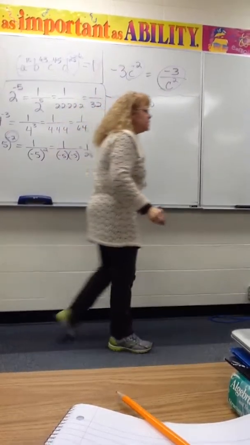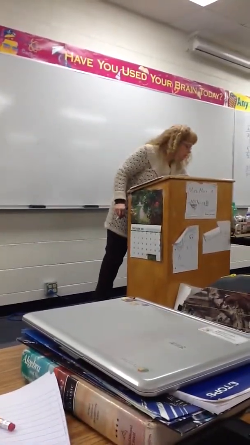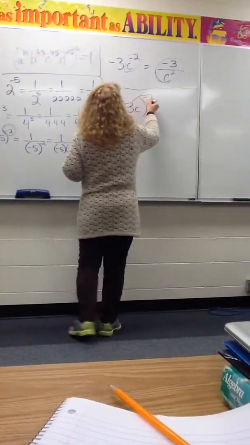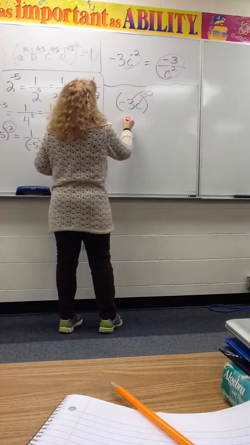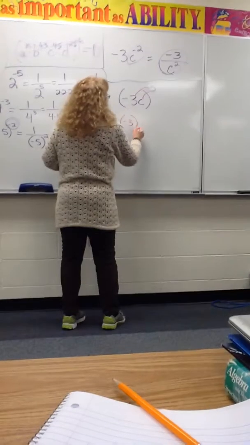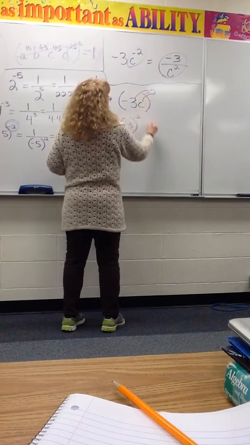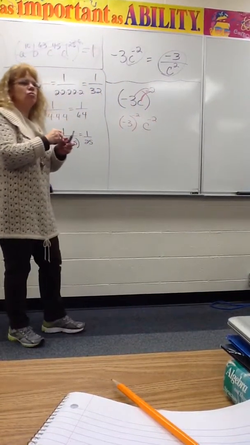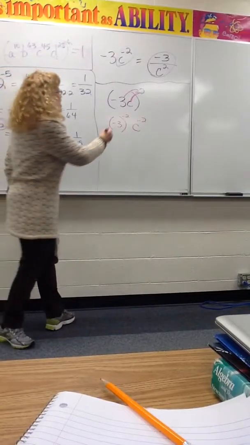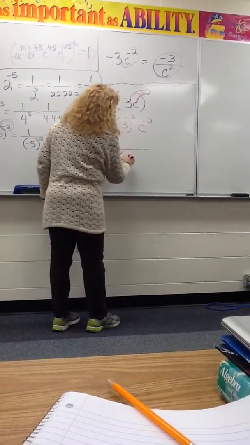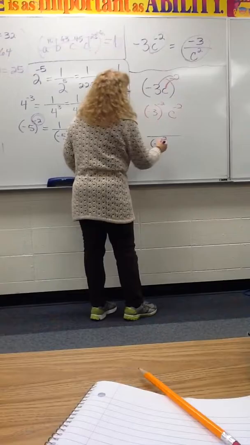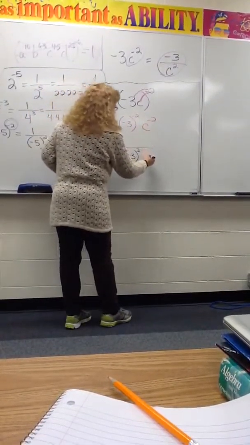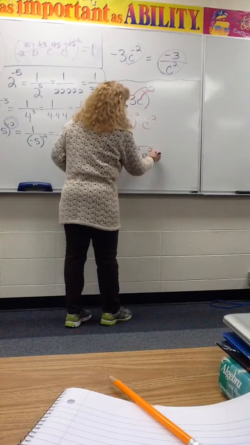What if the exponent is out front or outside the parentheses? Remember that exponent goes with both of these now, right? So it would be negative 3 raised to the negative 2. And then it would also be c raised to the negative 2. Right? What do you do if it's negative? You move it to the bottom and make the exponent positive, not the sign up front. This one, it's negative, move it to the bottom, make it positive.